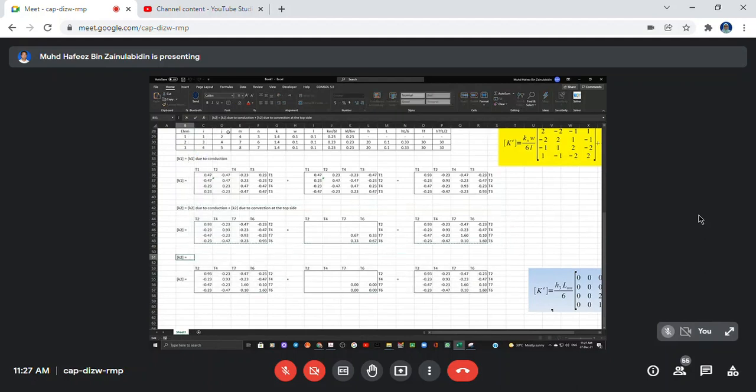Change this to K3. Okay, K3 there. And then label here for K3: 4, 5, 8, 7.